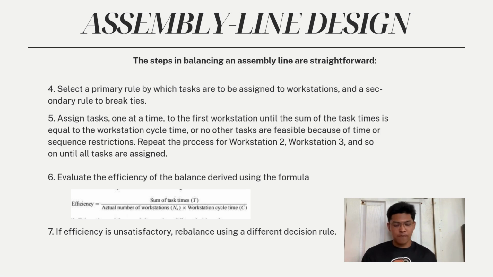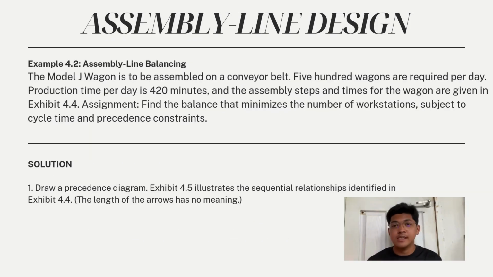Step 6: we evaluate the efficiency of the balance using the formula provided. The formula is efficiency equals the sum of task times divided by the actual number of workstations times the workstation cycle time. This shows how well the tasks were distributed. The last step is step 7. If the efficiency is not good enough, we need to rebalance the line by using a different rule for assigning tasks. Example 4.2, assembly line balancing.